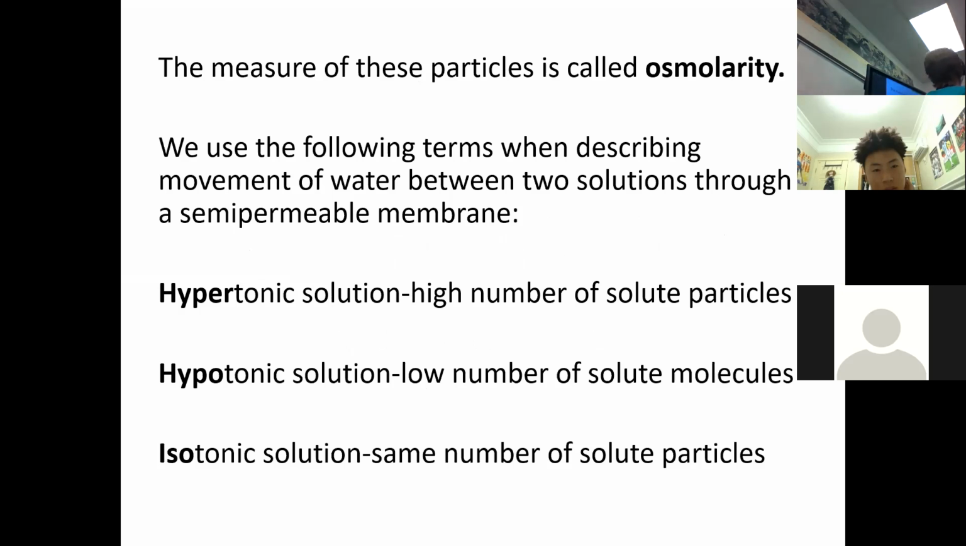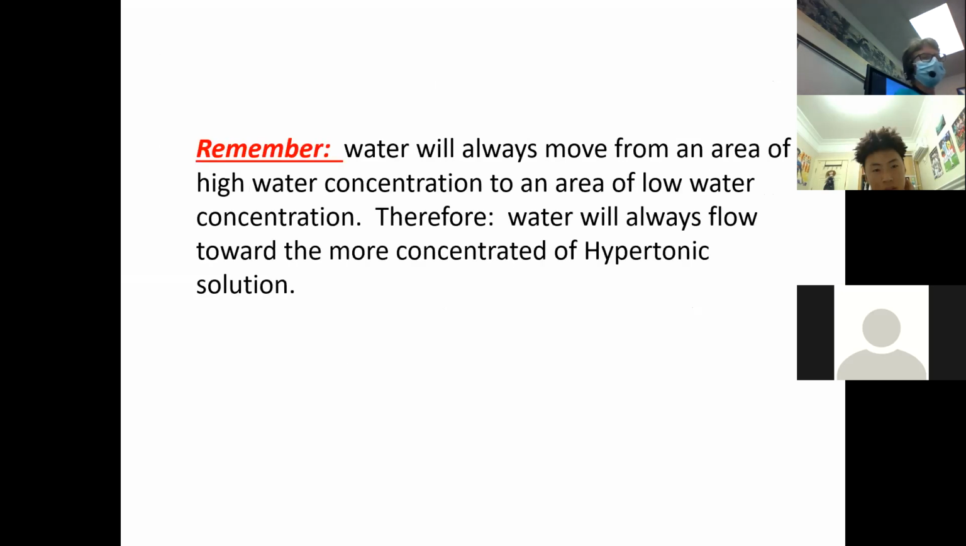And when we're talking about osmolarity, we talk about hypertonic, isotonic, hypotonic. Do you remember these? Hyper, high number of solute molecules. Hypo, low number. Iso, the same. I know we talked a lot about this last year, but just a refresher here. You need to know what those terms mean. Questions? Okay. And again, just remember that water is always going to move towards the higher concentration, towards the hypertonic solution.